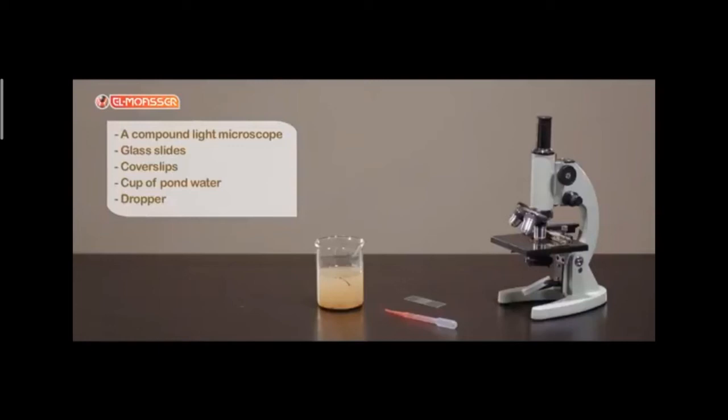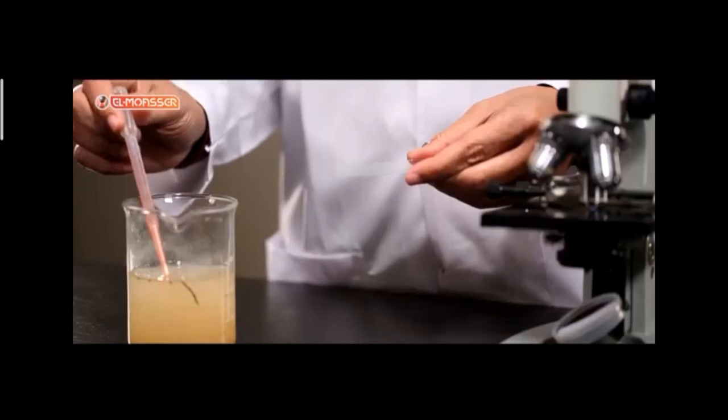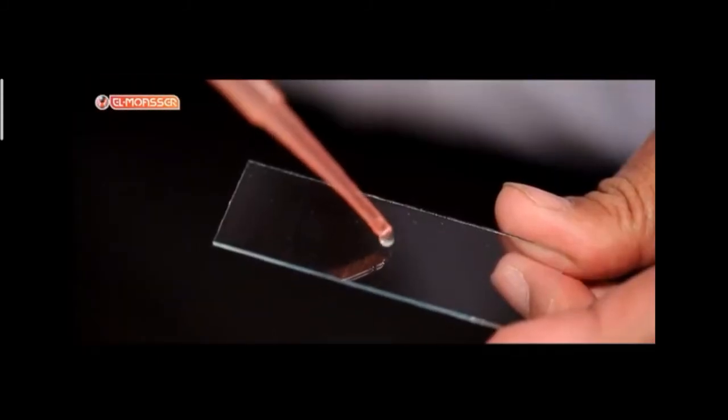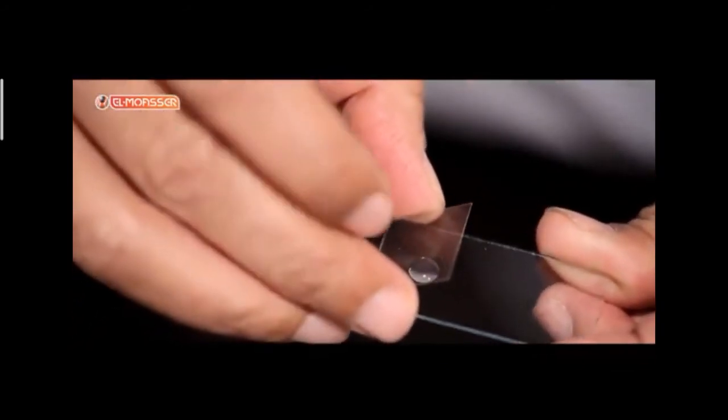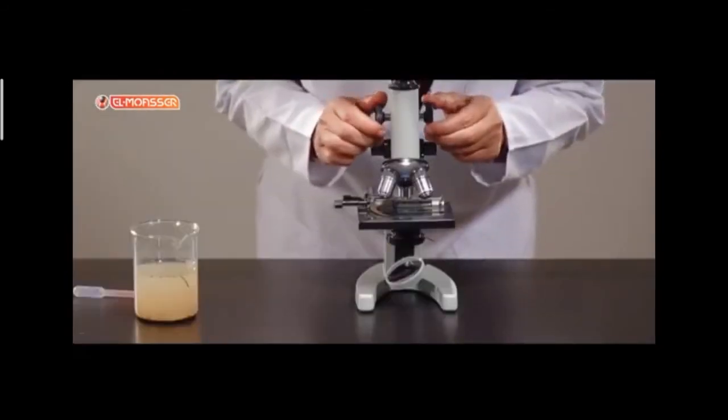Let us perform an activity to understand that microorganisms are present in water. For that, we need a compound light microscope, glass slides, cover slip, cup of pond water, and a dropper. Add a drop of water on the slide by using the dropper. Cover with a cover slip. Avoid air bubbles. Place the slide on the stage of the microscope. Move the coarse adjustment to get a clear image.